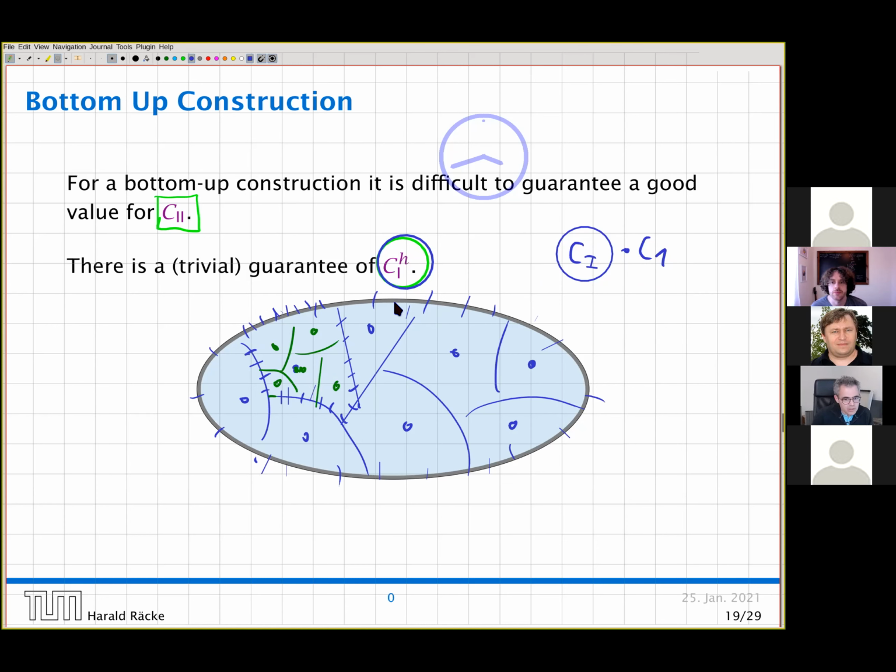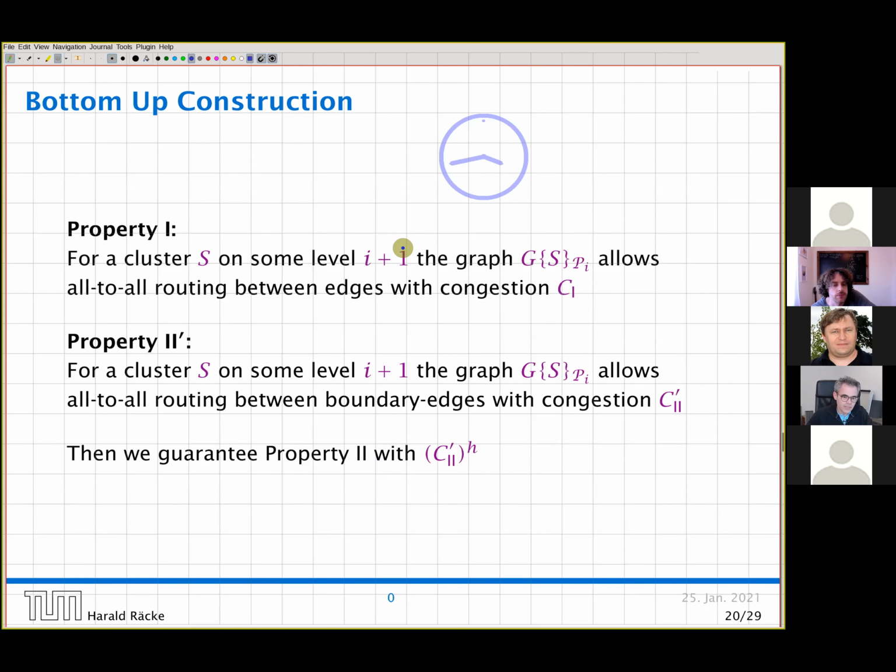Now, what we do is we try to get this better. We want to put a different value here. We don't want to put the value of C1 here, but a different value. But we still will have this exponential dependency here. So what we do is the following.